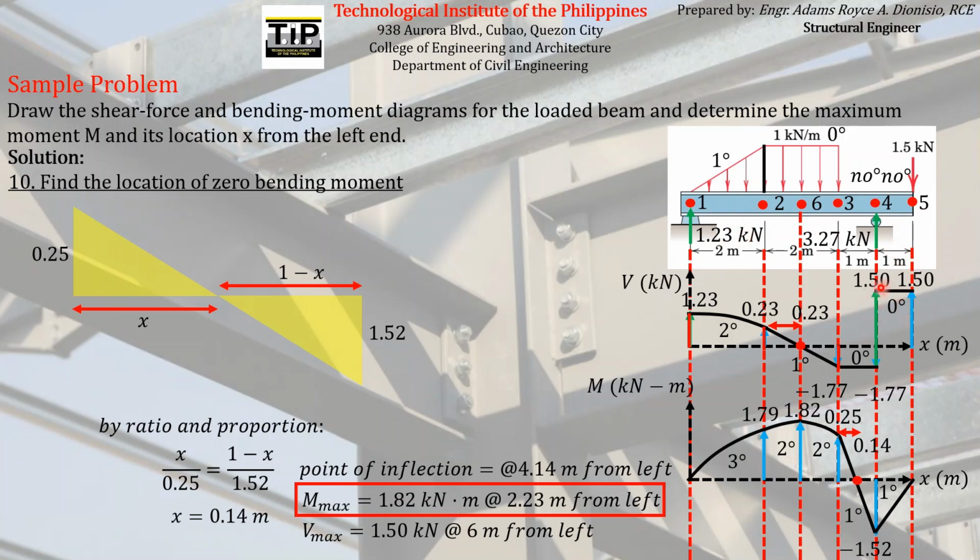And obviously it acts 6 meters. 2 meters, 2 meters, plus 1, plus 1. Actually, it acts from 5 meters to 6 meters, or we can say that it acts 6 meters from the left end. So let's just go back to the bending moment diagram.